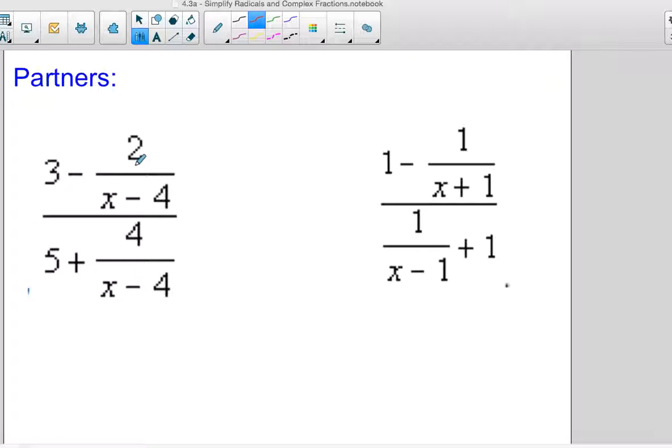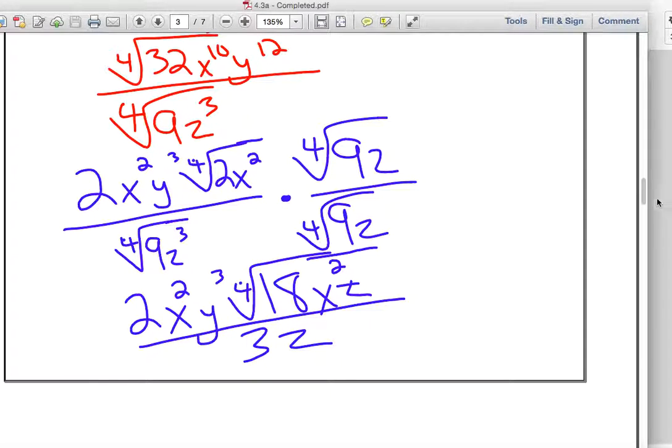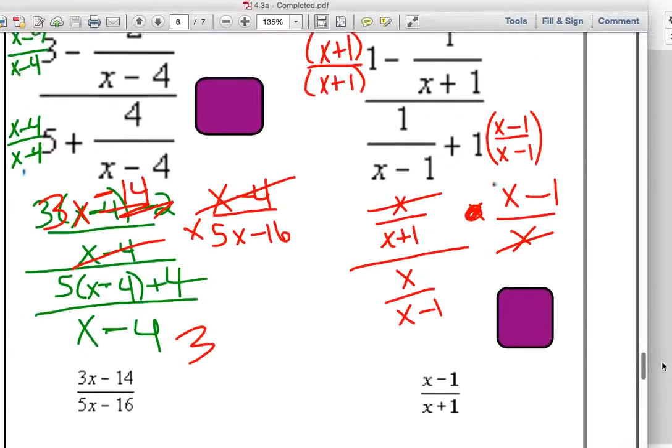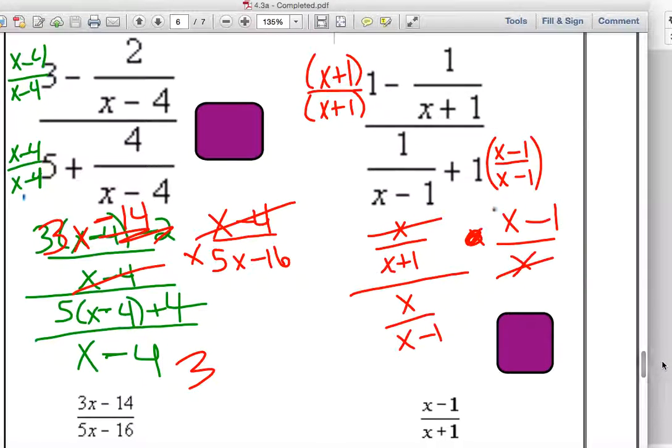All right, so again, in your groups, or if you just want to do it on your own, just try and do these 2 problems so you can pause the video, and when you finish, get back to it. And if you did finish, here are the answers. These would be your 2 answers. So you have 3x minus 14 over 5x minus 16, and x minus 1 over x plus 1. You can pause the video if you want to look at all the work in case you didn't have that.